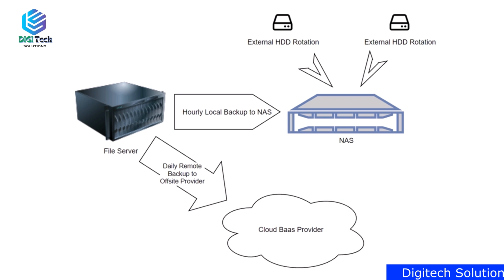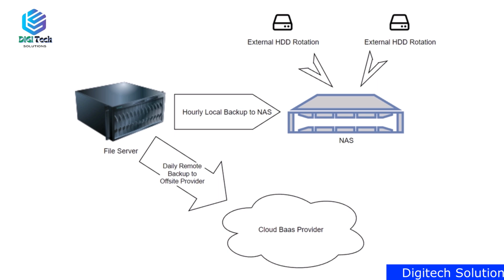Now let's say the cloud platform that you use doesn't offer immutability for some reason. Well, another example of the 3-2-1-1-0 rule could look like this. You've got the file server still doing hourly backups to the NAS, you're still doing your daily remote backups to the offsite provider, but because they don't offer immutability, you're lacking that air gapping best practice.